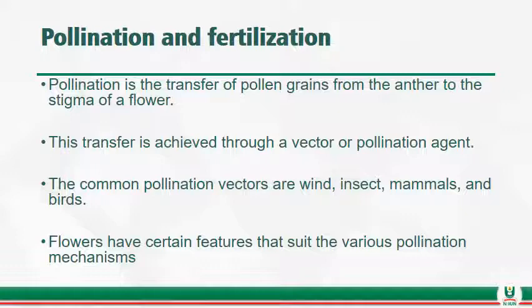So that is pollination. And this transfer of pollen from anther to the stigma is achieved through a vector or pollination agent. So a pollination agent may be the wind, maybe insects where they are busy eating their food, they are transferring pollen all over the whole place.